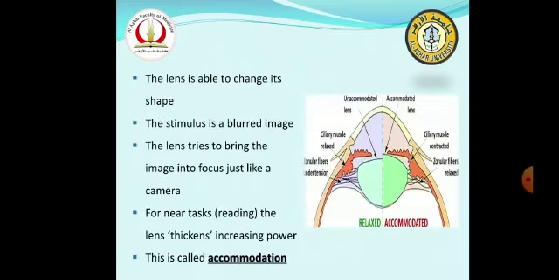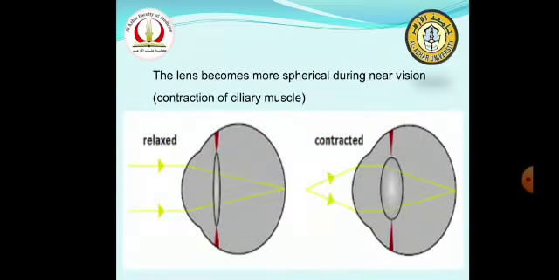The lens is able to change its shape. The stimulus is the blurred image. The lens tries to bring the image into focus just like a camera. For near tasks like reading, the lens thickens, increasing the power. This is called accommodation. The lens becomes more spherical during near vision by contraction of the ciliary muscles.